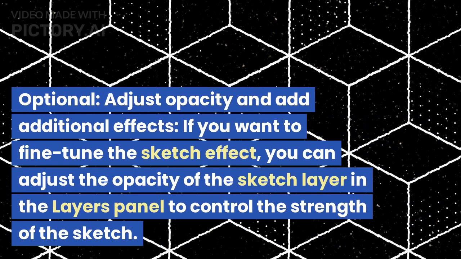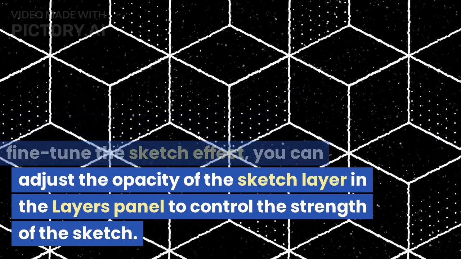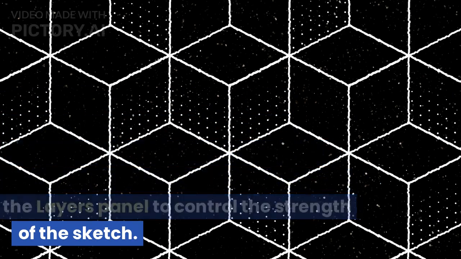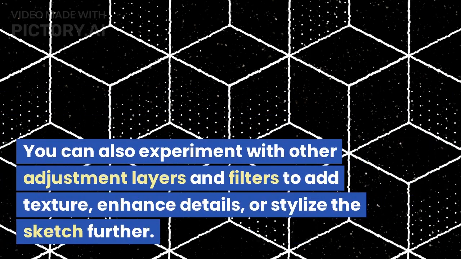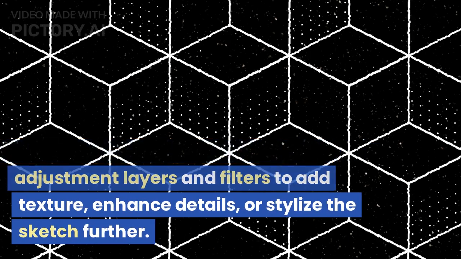Optional. Adjust opacity and add additional effects. If you want to fine-tune the sketch effect, you can adjust the opacity of the sketch layer in the Layers panel to control the strength of the sketch. You can also experiment with other adjustment layers and filters to add texture, enhance details, or stylize the sketch further.